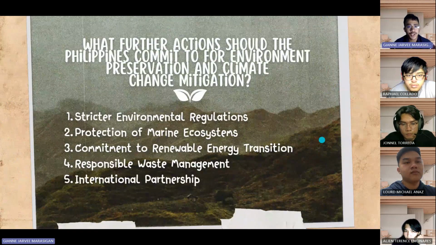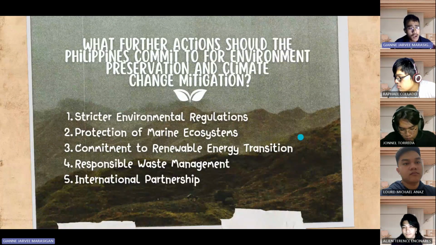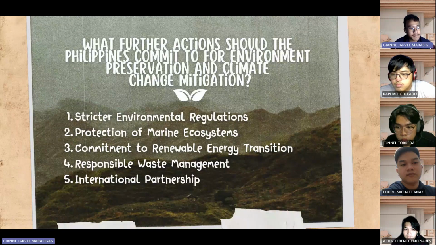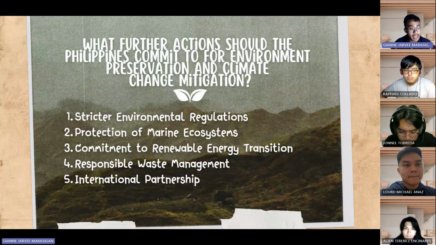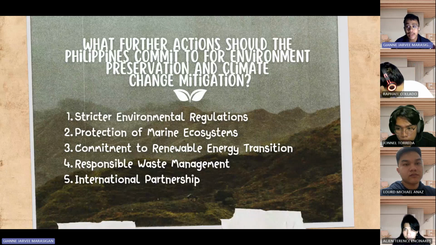What further action should the Philippines commit to for environment preservation and climate change mitigation? First is stricter environmental regulations. Regulations against illegal lumber harvesting, pagkakaingin for farms, and exploitative mining shall be further enforced. Two, protection of marine ecosystems. Marine life has been devastated by the degradation occurring on the planet. Therefore, rehabilitation of marine areas shall also be pursued.